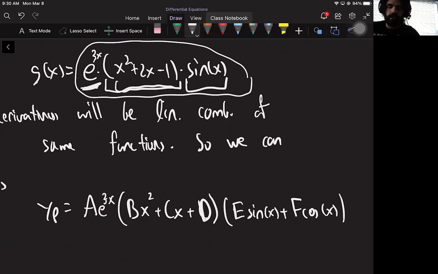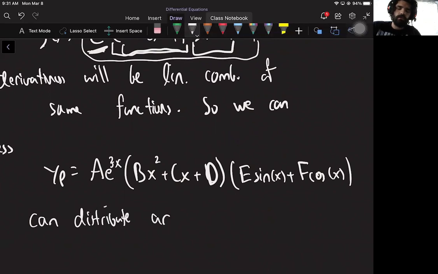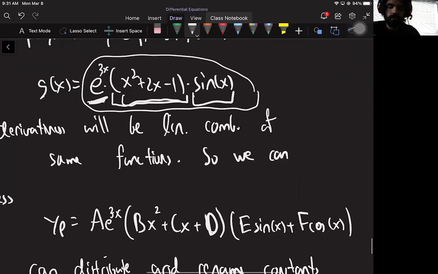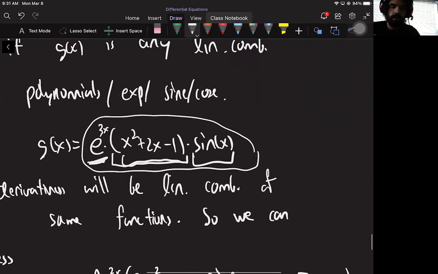So your initial guess would be something like this, but you could actually distribute and reorganize, but we're not going to worry about that too much. You can distribute and rename the constants so you have fewer constants to worry about. But we're not going to worry about that. The point is to think about why this kind of guess would work if you had a differential equation with the right side looking like this. And it's just because taking derivatives of things like this results in more functions of the same kind.